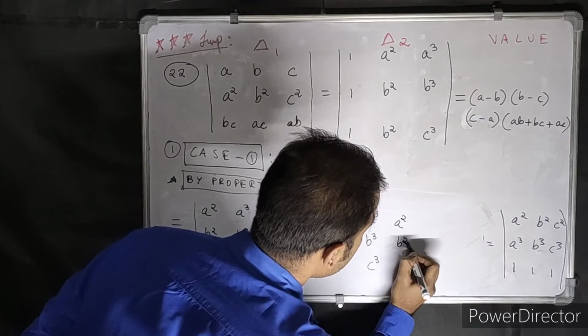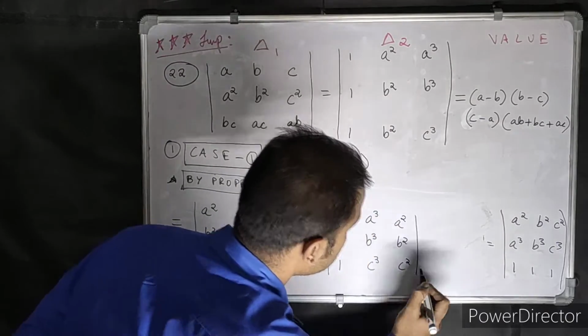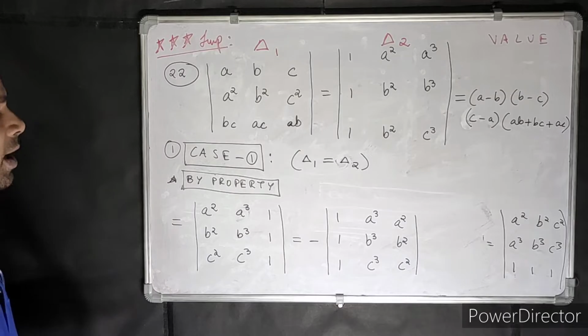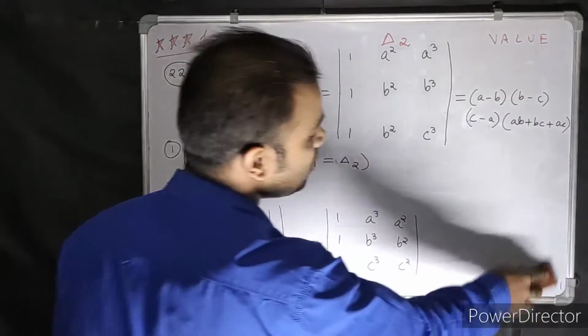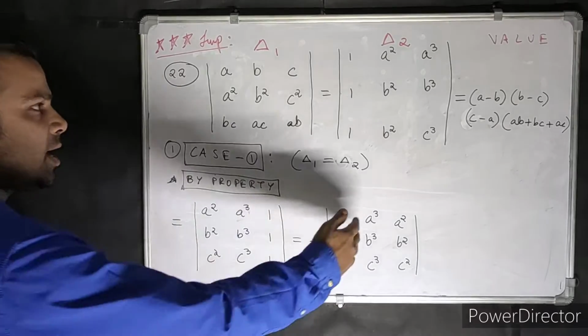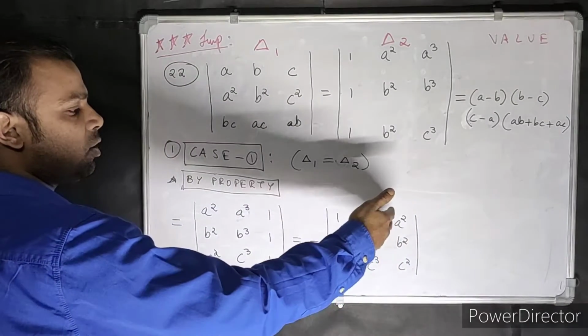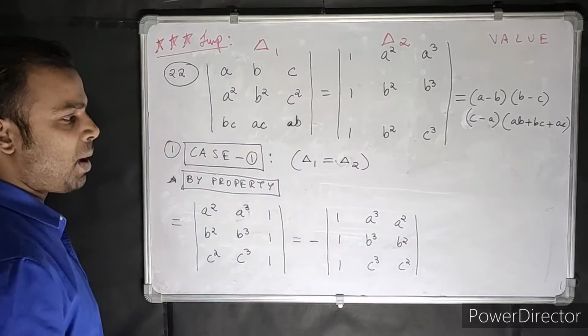Okay, so you have to be a little smart. You have to understand a little bit more, and try and get the answer. Now from here, what can you do? Now again you are interchanging two columns. What you are doing, you are bringing the a cube to the third part and you are bringing the a square in the second part.